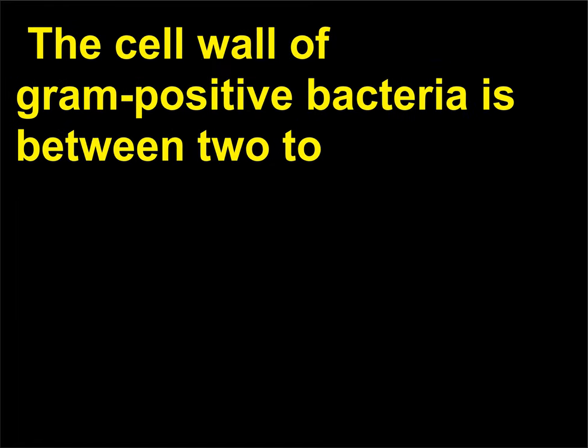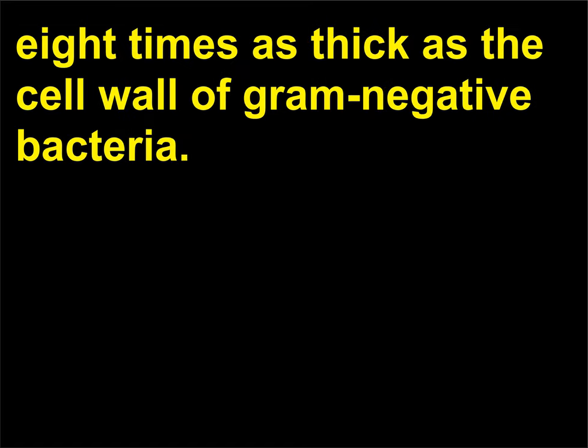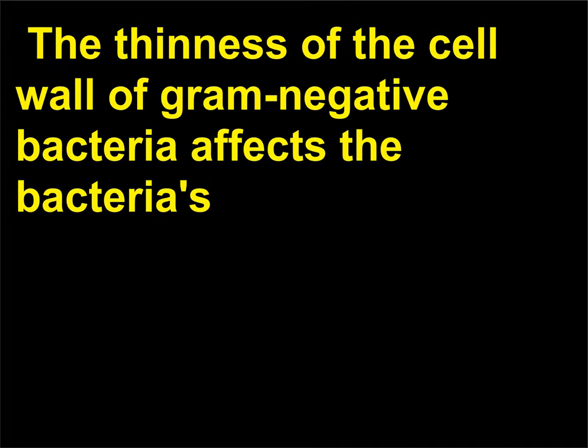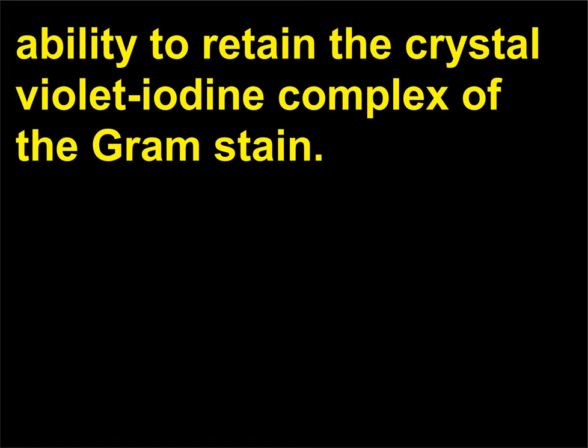The cell wall of gram-positive bacteria is between 2 to 8 times as thick as the cell wall of gram-negative bacteria. The thinness of the cell wall of gram-negative bacteria affects the bacteria's ability to retain the crystal violet-iodine complex of the gram stain.